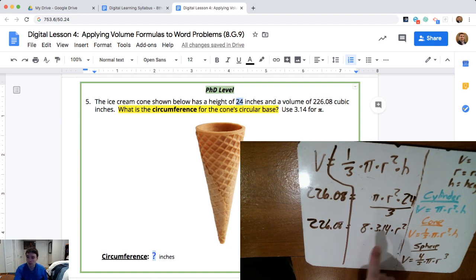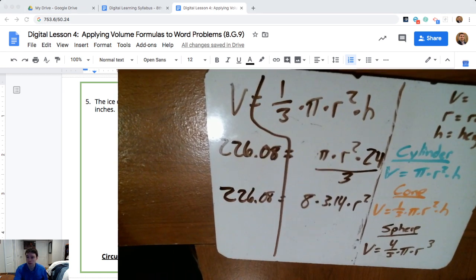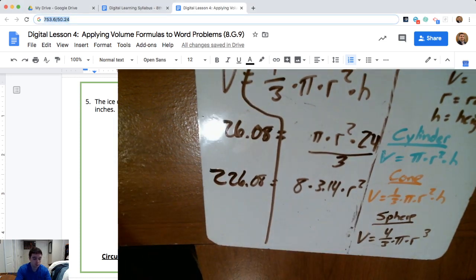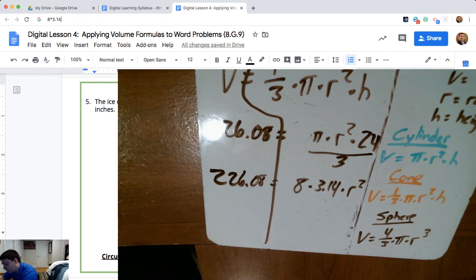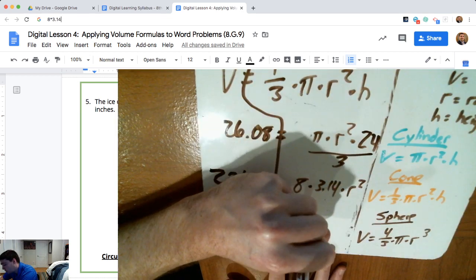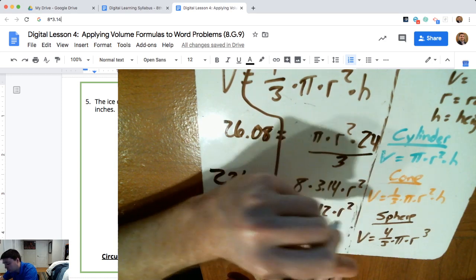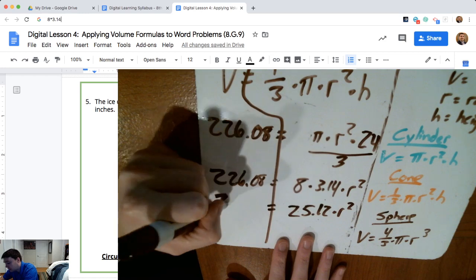Make this whiteboard a little larger as we're working through here for the radius of the cone. And now 8 times 3.14, because before division, before peeling the onion, I want to simplify the right side of that equation. 8 times 3.14 gives us 25.12. That's multiplied with r squared and equal to 226.08.